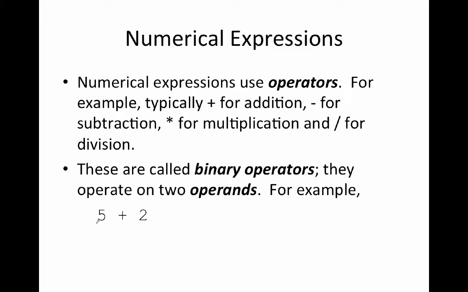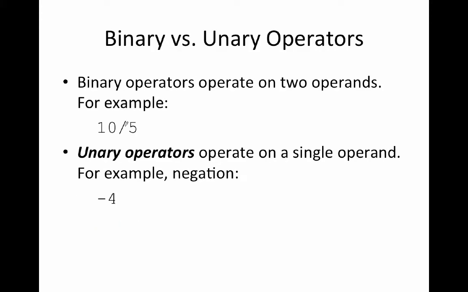So for example, in the expression 5 plus 2, the plus is the operator, the 5 and the 2 are the two operands. So again, binary operators operate on two operands. Here's another example, 10 divided by 5, where the slash is the division operator and the 10 and the 5 are the two operands. Unary operators, on the other hand, operate on just one single operand. For example, negation, -4. We have the dash or the minus sign, that's the operator, and the 4 is the single operand.